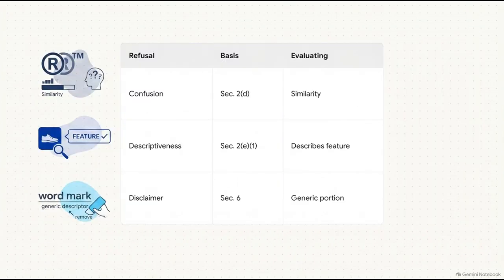You will typically face one of three common substantive refusals. First is likelihood of confusion under Section 2(d). Here, examiners weigh the DuPont factors to evaluate your mark's similarity to an existing registered mark and the potential for consumer confusion. Second is mere descriptiveness under Section 2(e)(1). This evaluates whether your mark merely describes a feature of your goods or services. Third is the Section 6 disclaimer requirement. This means you must formally relinquish exclusive rights to a generic or descriptive portion of a composite mark.